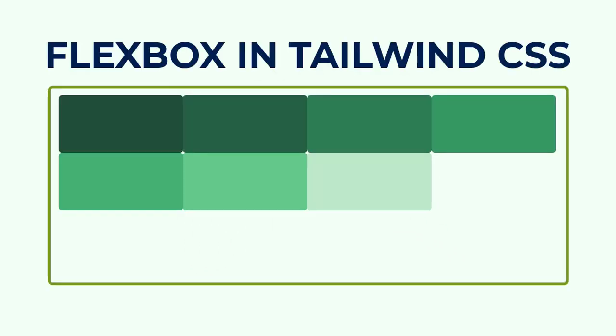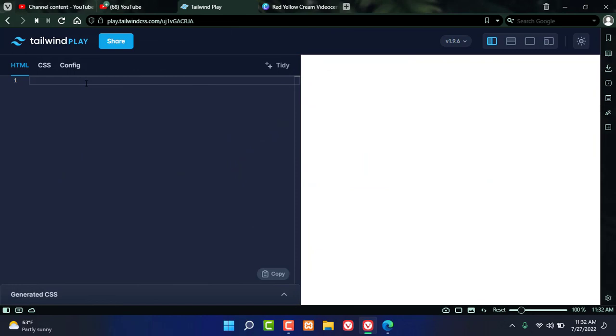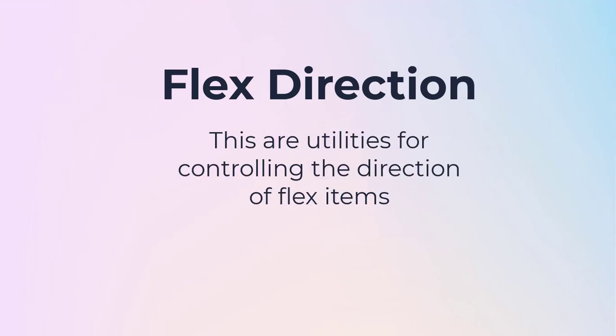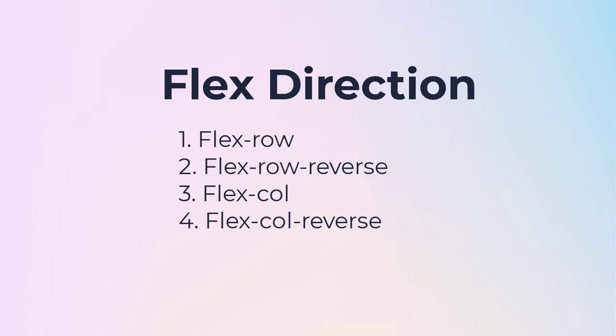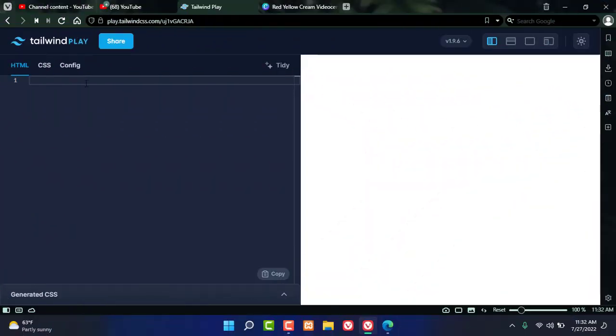So without so much ado, let's get this started, shall we? Alright, so here I am already in Tailwind Play. So this will be lighting our code, and so without so much ado we get to our very first utilities, and that is the flex direction utilities. And this basically helps us to control the direction of flex items. We usually have flex row, flex row reverse, flex col, and flex col reverse. So let us try to have this in practice.